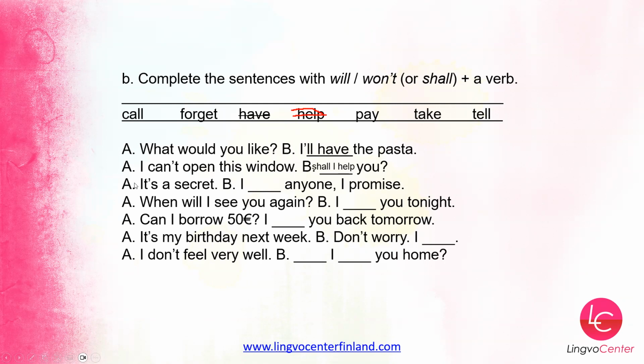So the next sentence, Alex says, it's a secret. And then Brendan says, I anyone, I promise. What can that little part of his sentence be? What can Brendan say to Alex? That's right. It's going to be, I won't tell anyone. I promise. That's what Brendan says to Alex.